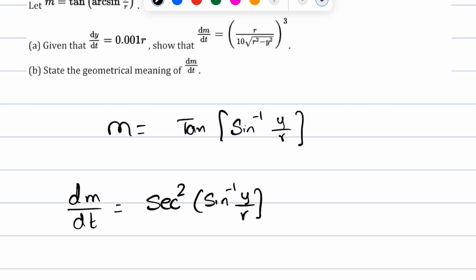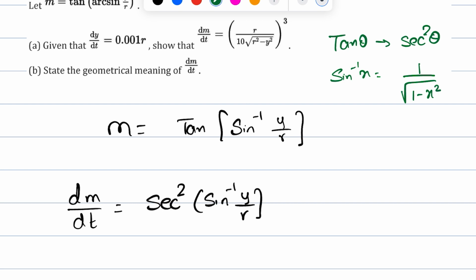Now the role of tan is over. So let me write it out over here. Derivative of tan theta, from the formula booklet, is secant square theta. Next I want the derivative of sine inverse of x, which is 1 upon square root of 1 minus x square. This is the formula for sine inverse of x. So the role of tan is done. This is the role of tan, chain rule, I'm using it.